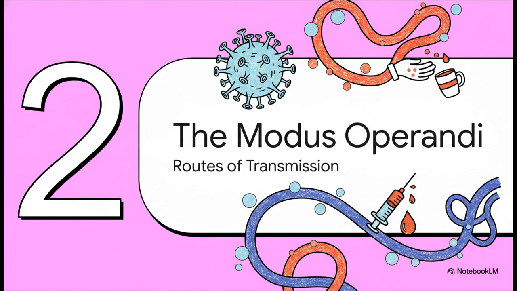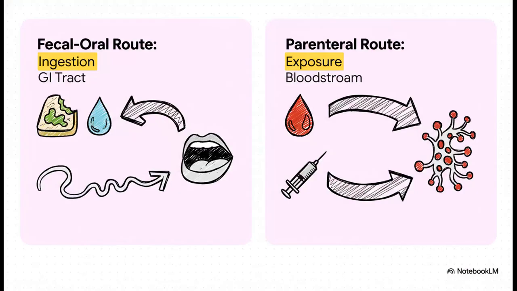So any good investigation starts by figuring out the suspect's MO, their method of operation. For these viruses, it really all boils down to 2 main ways they get from one person to another. So the first one is called the fecal-oral route. And, well, it's pretty much exactly what it sounds like. The virus spreads when someone ingests food or water that's been contaminated with, well, you get it.